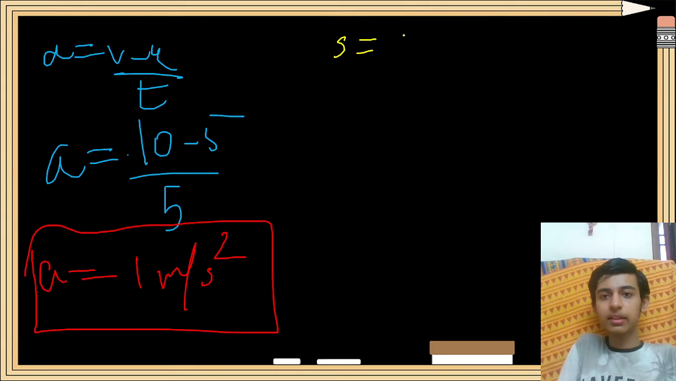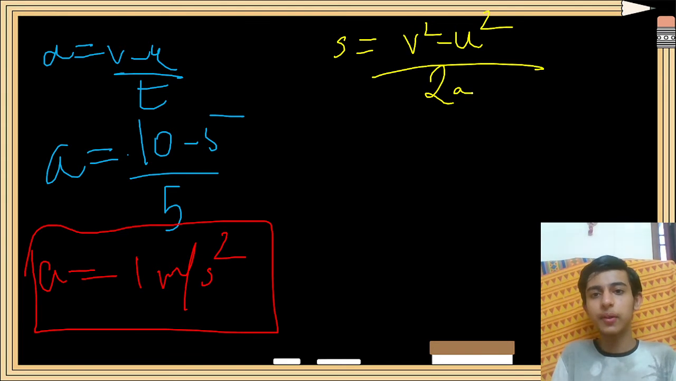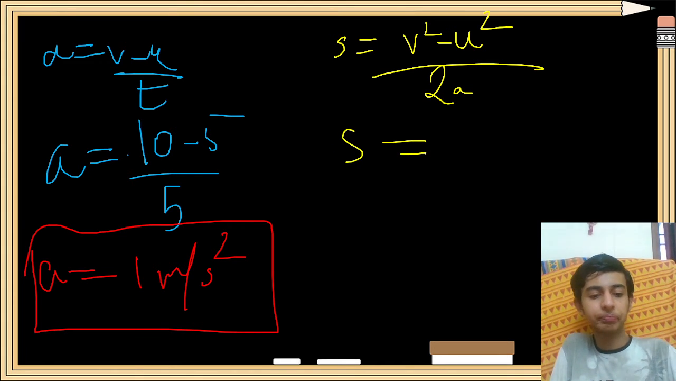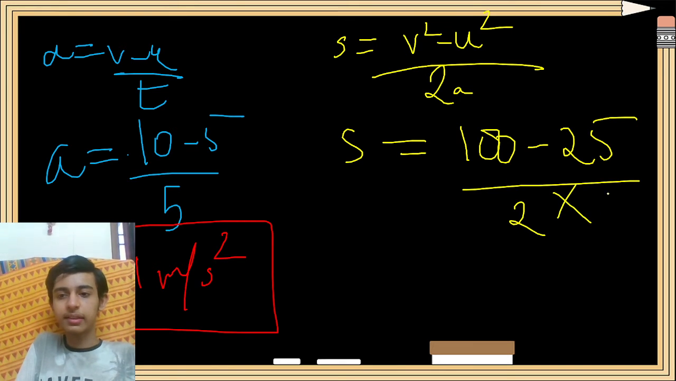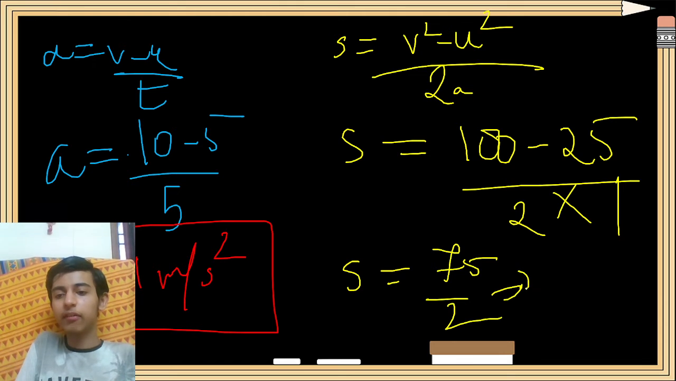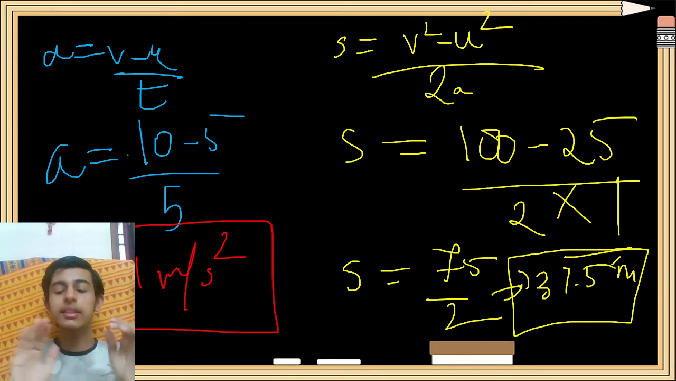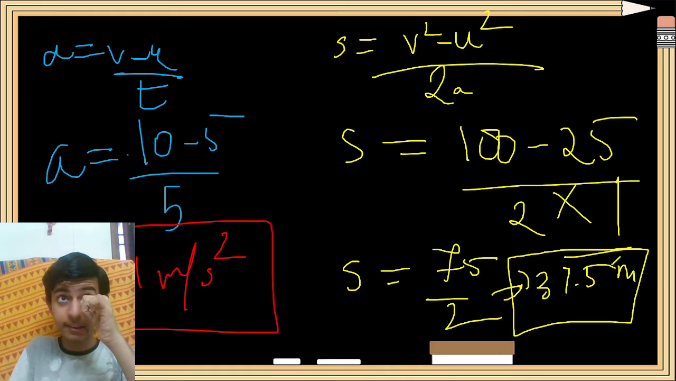Now we can use this formula, v square minus u square is equal to 2as, so s is equal to v square minus u square upon 2a. Remember, children. So your s will be equal to v square, v is given to you as 10, square 100, minus u square, 25, upon 2 into acceleration, 1. So your distance will be 100 minus 25 is 75 upon 2. That will give me 37.5 meters.